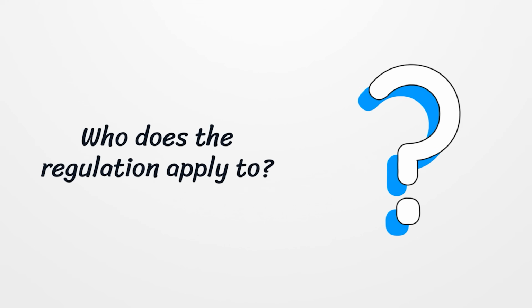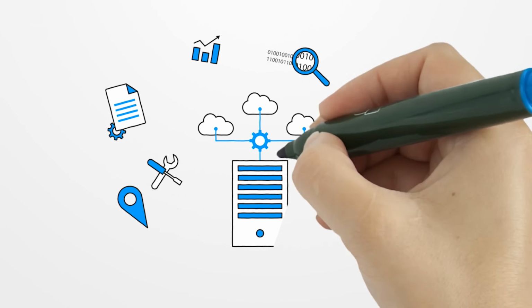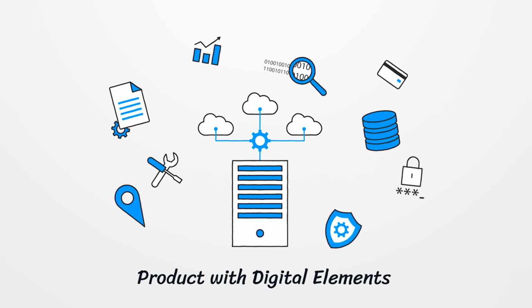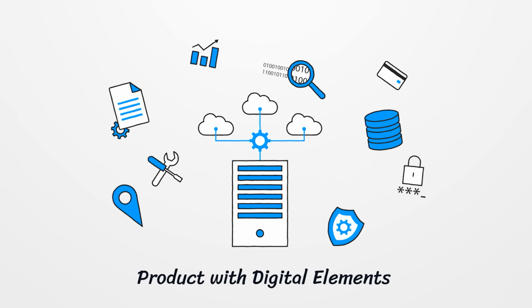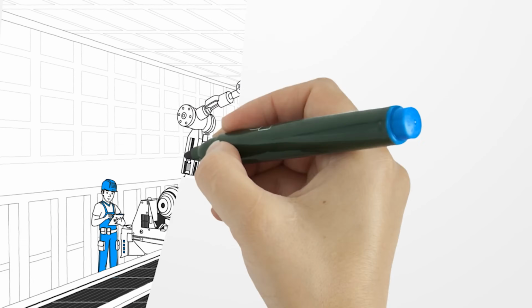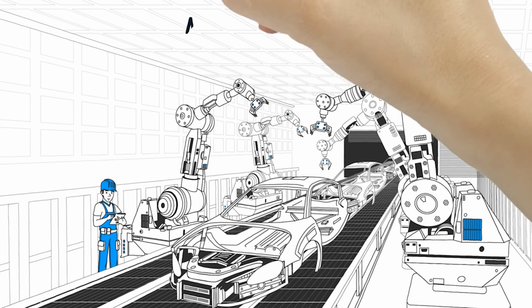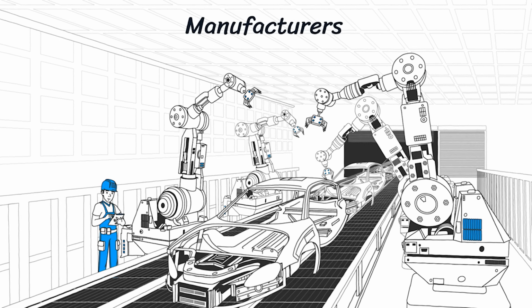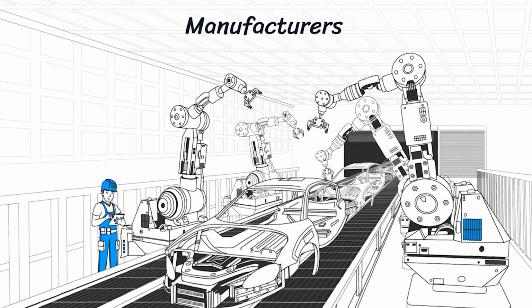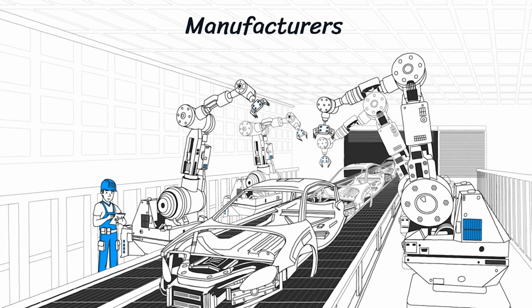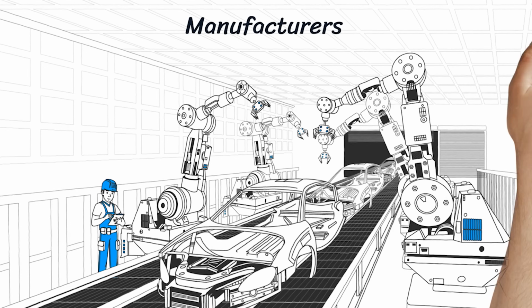Who does the regulation apply to? Product with digital elements, defined as a software or hardware product and its remote data processing solutions, including software or hardware components being placed on the market separately. Manufacturers, meaning a natural or legal person who develops or manufactures products with digital elements, or has products with digital elements designed, developed or manufactured, and markets them under its name or trademark, whether for payment, monetization or free of charge.